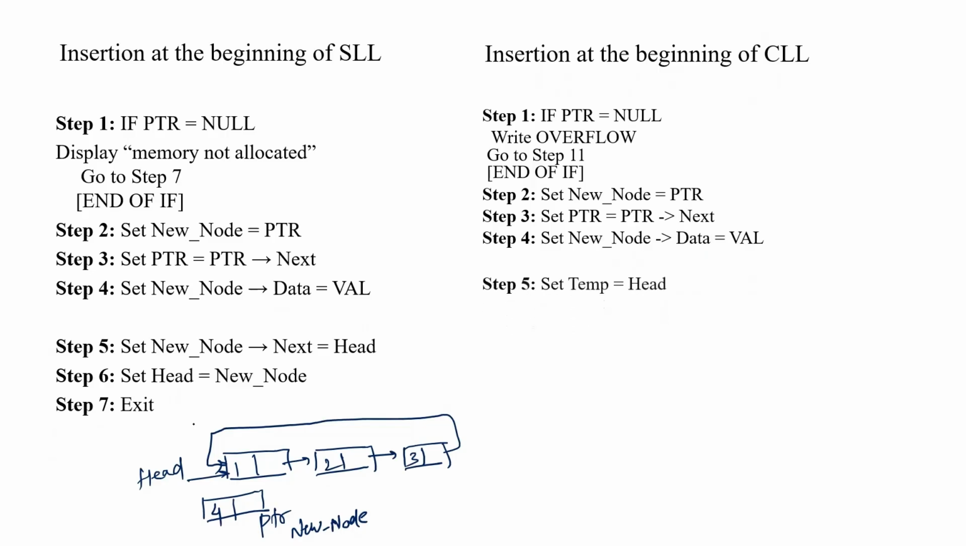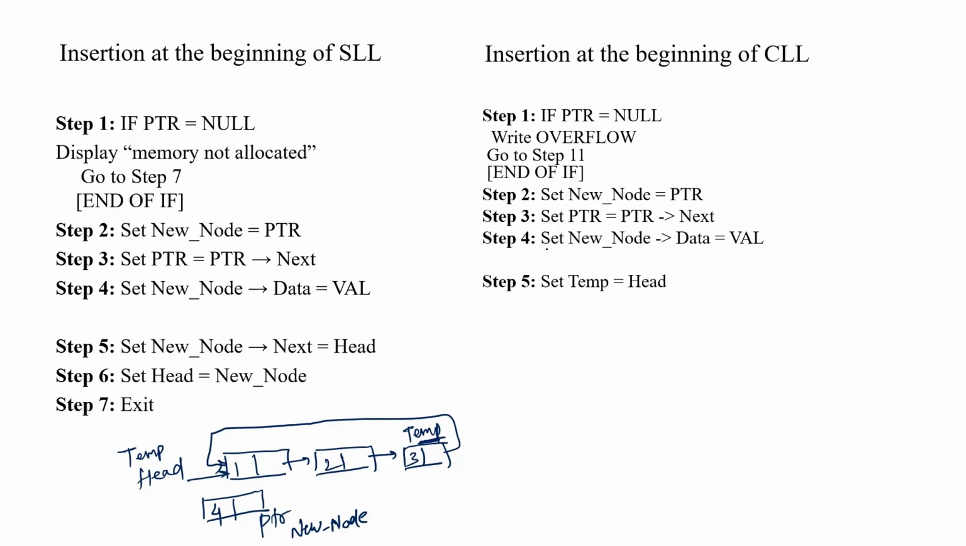Now, step number 5, temp is equal to head we are taking. Why are we writing temp here? Because I want a variable or pointer so that I can connect 3 with 4. And we should have the name of the node. If we don't have the name of the node, then we cannot connect it. That's why we have to bring this temp here so that I can connect 3 with 4. So temp is equal to head we are writing.